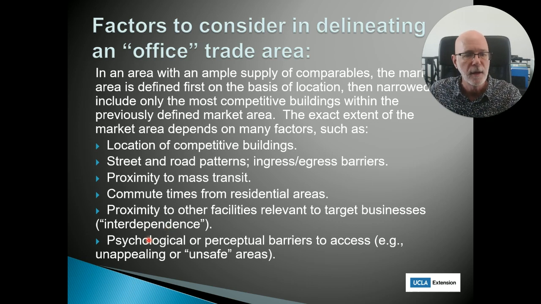Okay, and then finally here, what Brett talks about in the textbook is psychological and perceptual barriers to access. In other words, do I have to cross a railroad track in order to get to the other side? Do I have to cross a river or a lake or a stream in order to get to the other side? If there are these perceptual breaks, person-made or natural breaks to the geography, then that also is going to help distinguish and shape the size and shape of the office trade area.